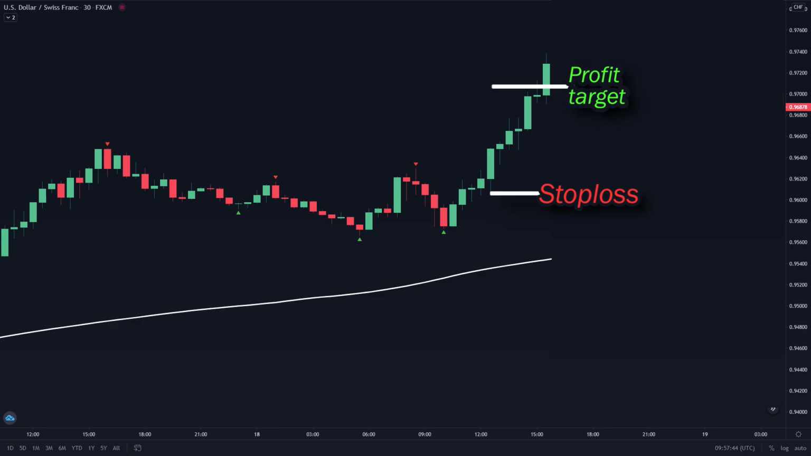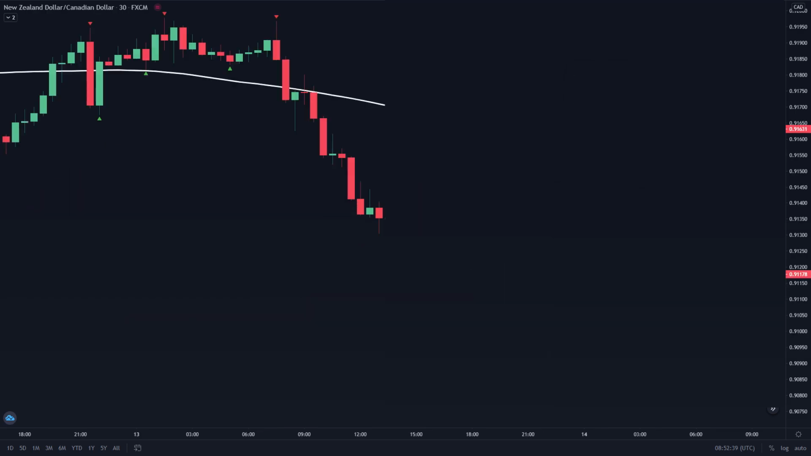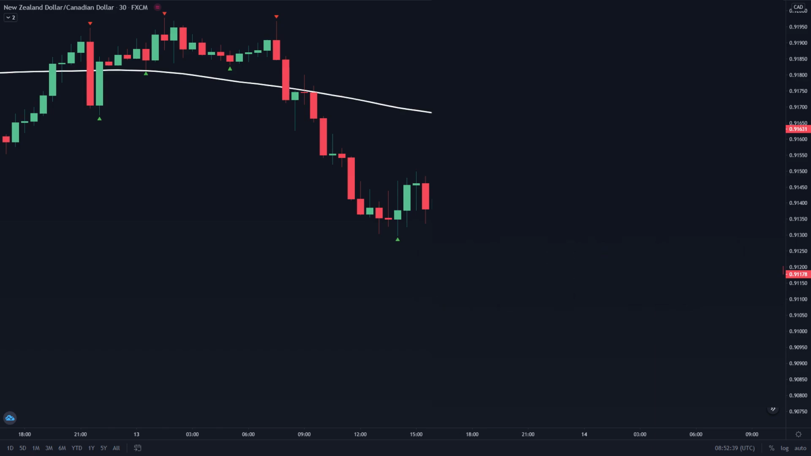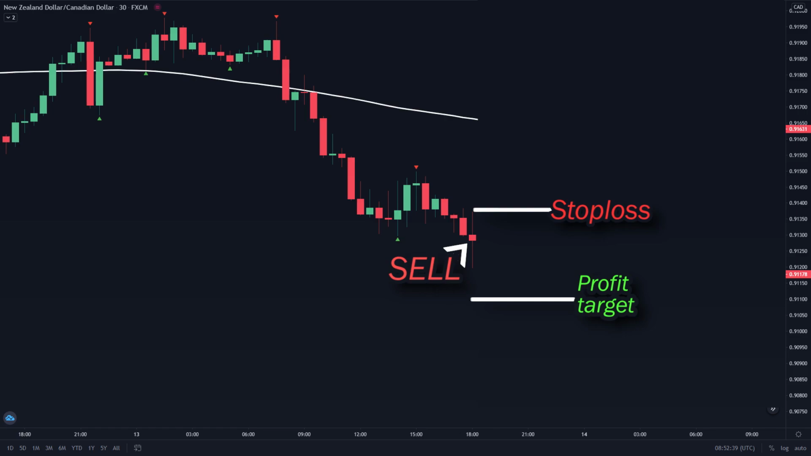Let's look at another example. In this chart, we can see that the price is below the 200 EMA, and so you want to look at the latest bottom fractal that appeared. Then, you wait for a candle to close and break out below the fractal candle. Once this happens, you take a sell position. Then, you place your stop loss above your entry candle and set your profit target at 1.5 times your stop loss. And as you can see, this trade ended up being profitable.